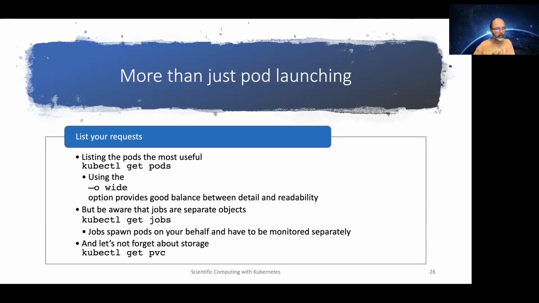One thing of note is that jobs and pods are two different concepts in Kubernetes. So when you do kubectl get pods, you don't get the jobs. If you want to get the jobs, you need to do kubectl get jobs. However, the jobs just give you the logical job, and the job is actually launching the pods on your behalf. So kubectl get pods is what you will use most of the time, but you need both. And when you are exploring storage options, kubectl get PVC is probably the tool you will want to use.